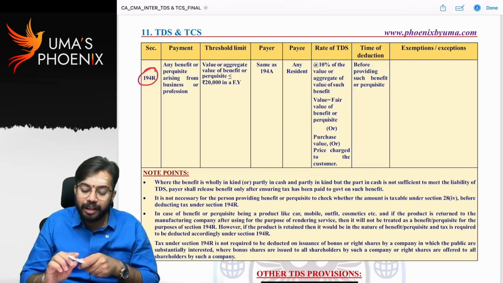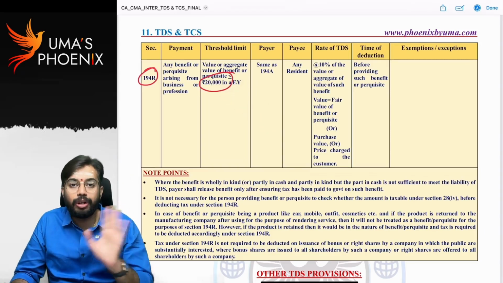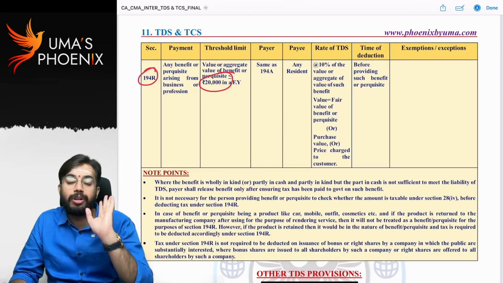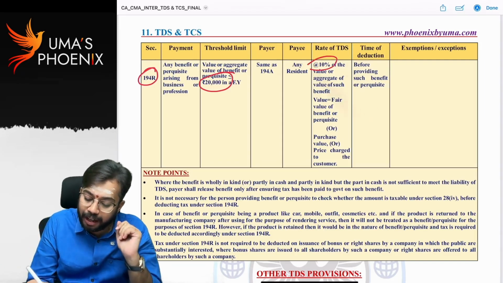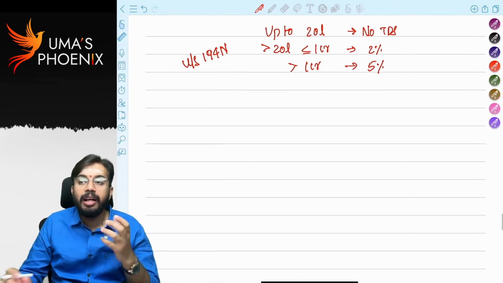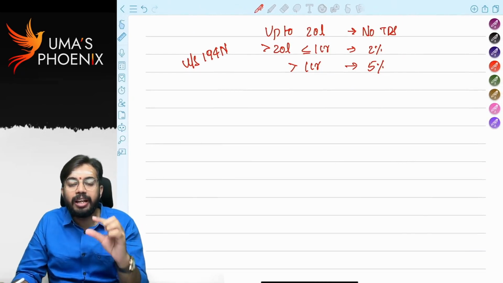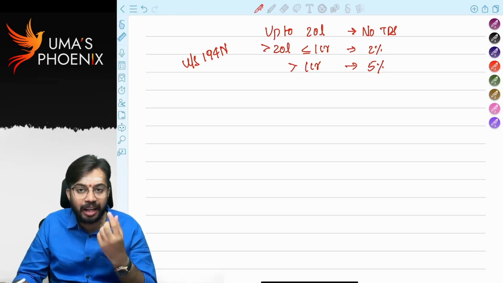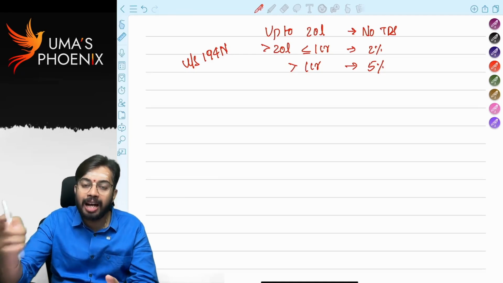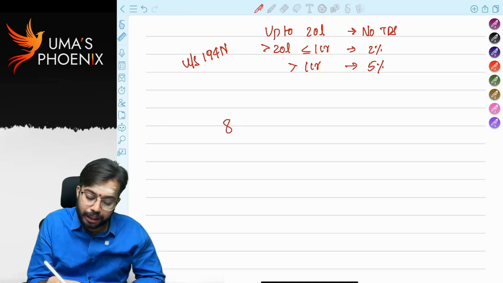Is it clear? So if the amount of benefit is less than or equal to 20,000 in a financial year, no TDS. If the amount of benefit is more than 20,000 rupees, then TDS is required to be deducted under section 194R. What is the rate of TDS? 10%. Sir, here the benefit of 80,000 rupees is not given in cash. It is given in the form of an iPhone. It is given in kind. So what does he have to do? He should ask me to pay tax to the government. What will I do? 80,000 into 10%.